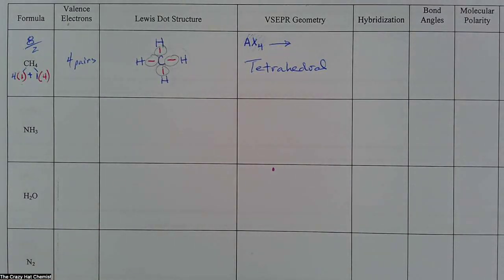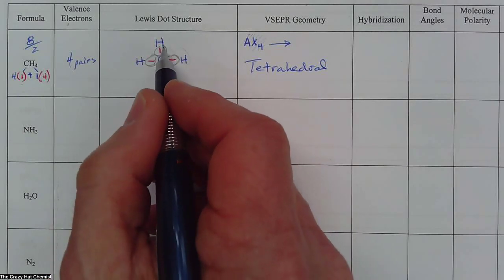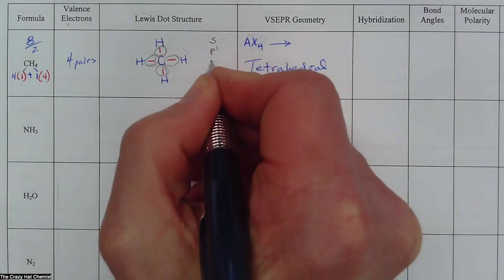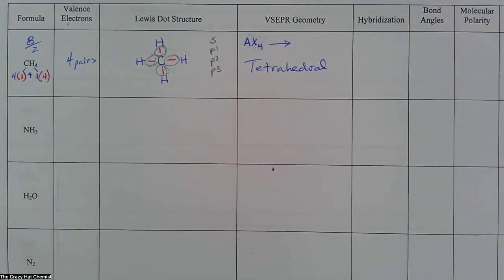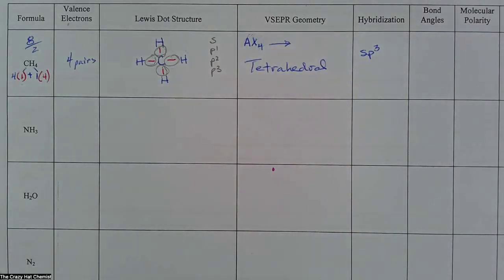But how we count those is not just with numbers. We count them as S, P1, P2, P3. And then we fuse that all together because it's actually a hybrid. So that's going to be sp3 hybridized.